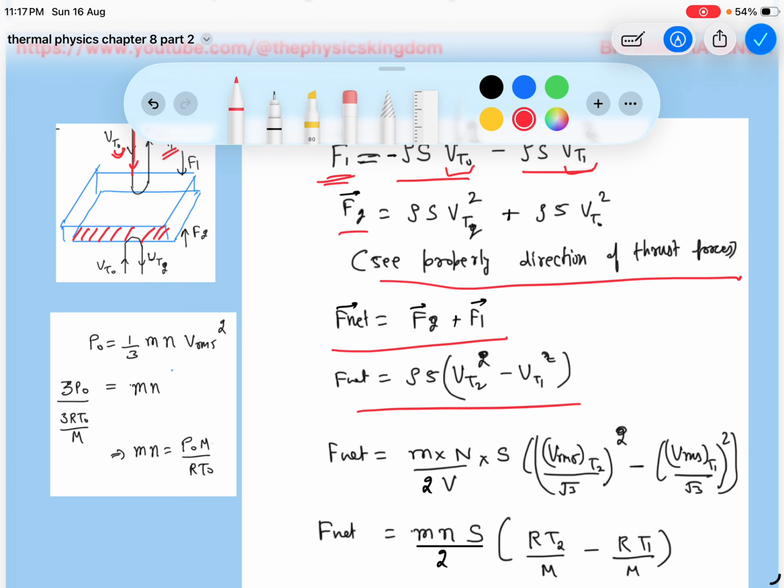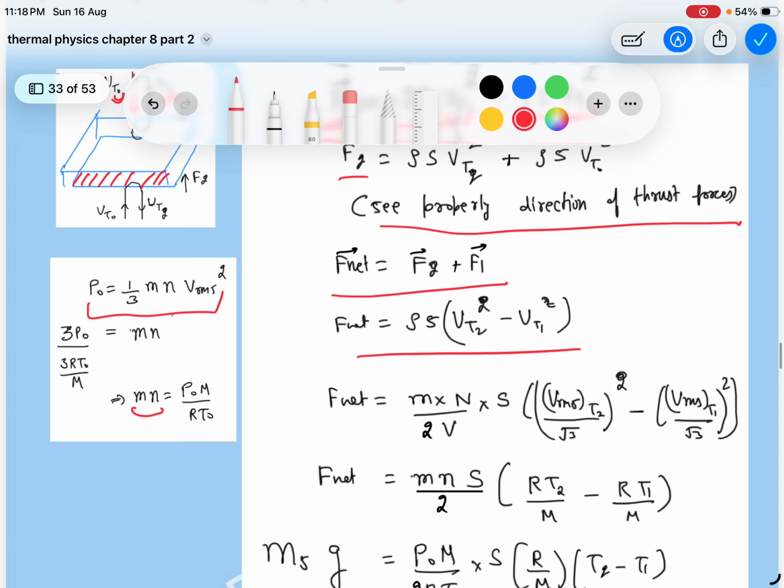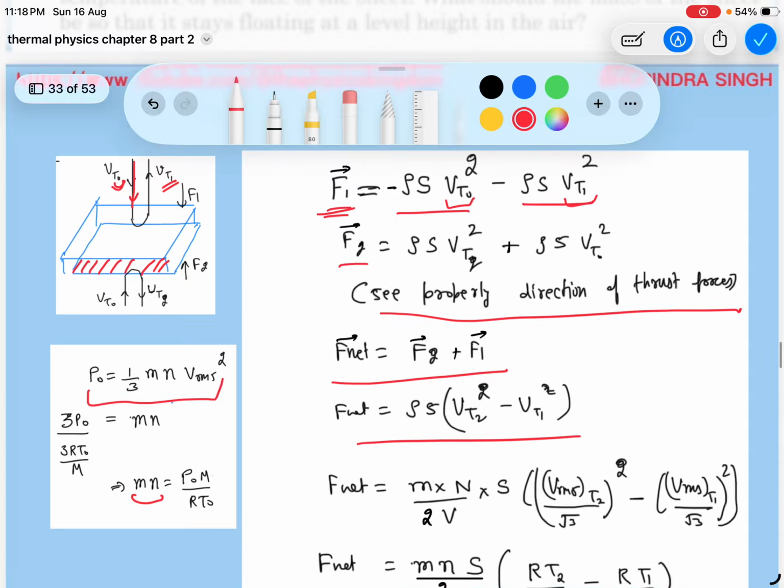So PV is equal to nRT, right? Similar to that, this P naught I am writing like this. So M into N is P naught M by R T naught. Now this V square, as here molecules can randomly move in any direction, we are interested in velocity along a particular direction. So that is V RMS square upon 3, right? That we have already done many times.